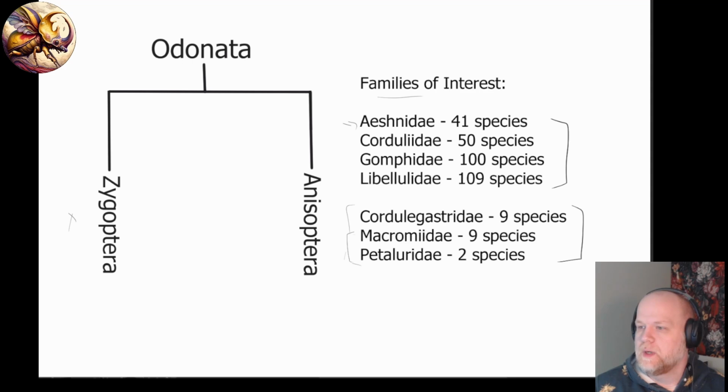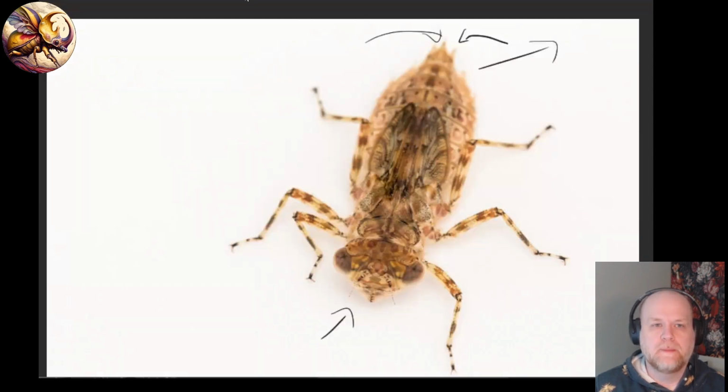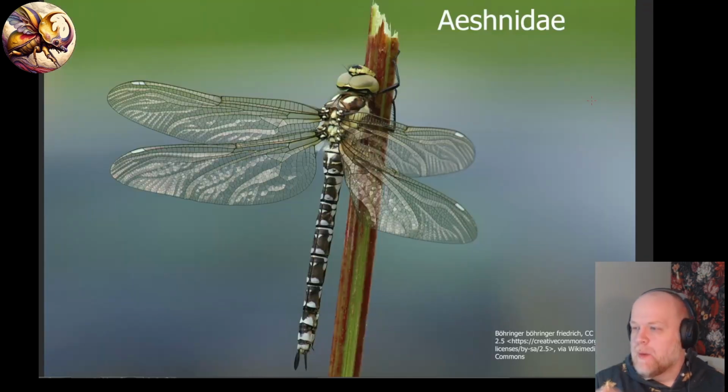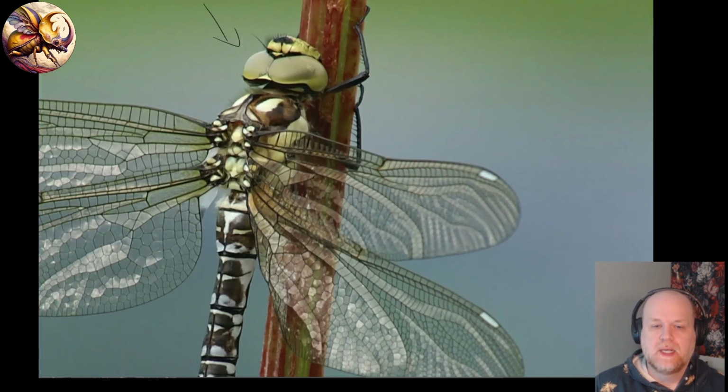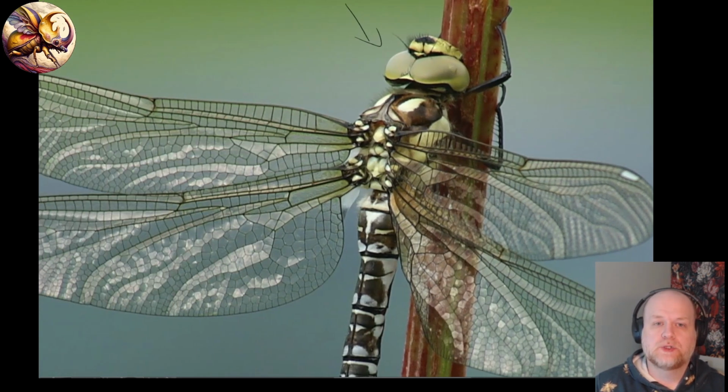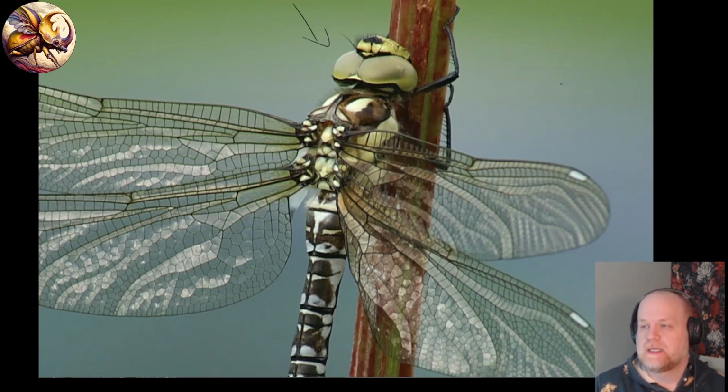So let's get into the Aeshnids, of which there are 41 species in the US and 13 genera. Most species are either blue or green or have some sort of blue or green coloration. Large membranous wings, usually not heavily patterned. Their compound eyes are extremely large and they will touch, which is important because not all dragonfly families have eyes that touch. And then the front and hind wings have similar venation.